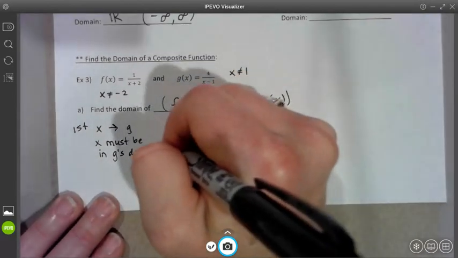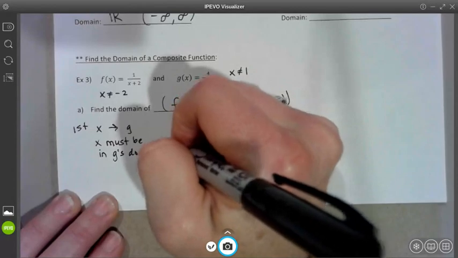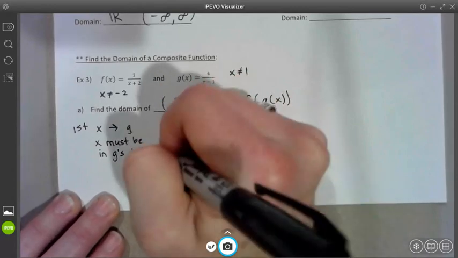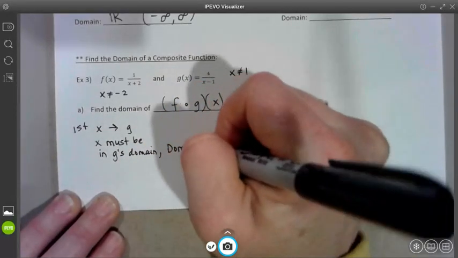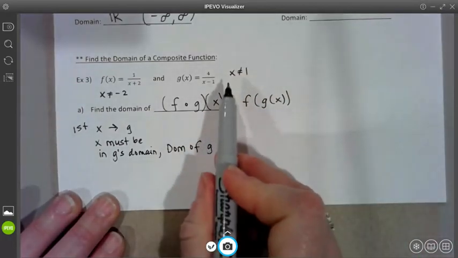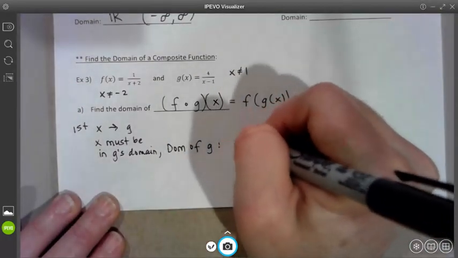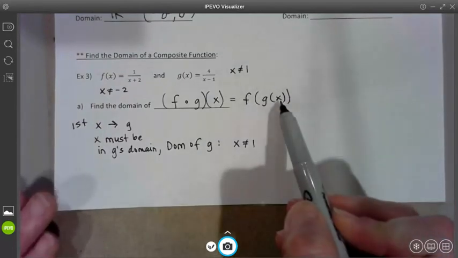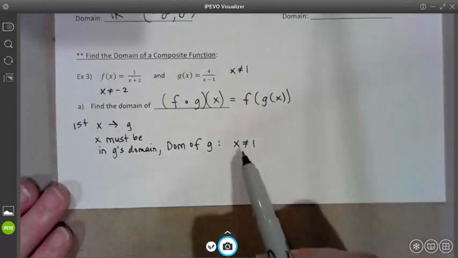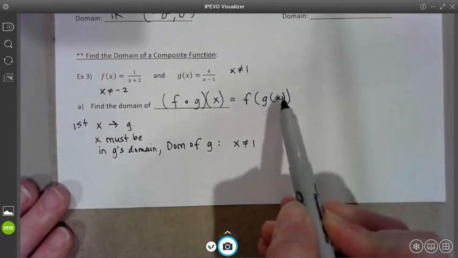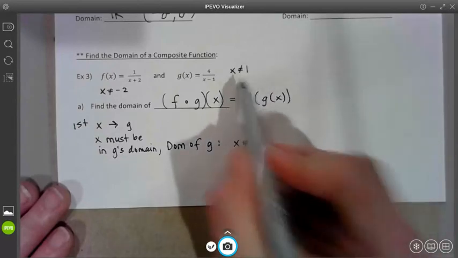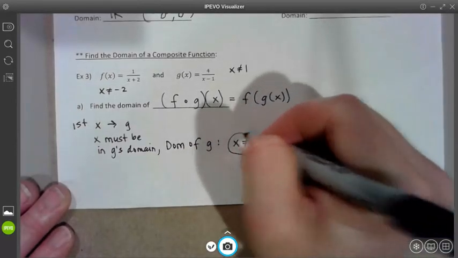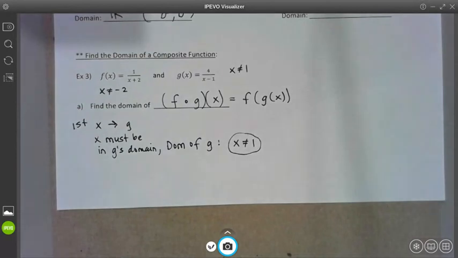So right now, how do I want to write this? Let's say, domain of g. The domain of g, we've already said, is that x can't be 1. So that domain has to carry through the entire time because that's where this entire composition function starts. It starts with x going into function g. So x would never be allowed to be 1 because it's going to start by going into function g, and we don't want x to be 1. All right, so we're going to hold on to that. That is definitely part of the resulting composition function's domain, the fact that x can't be 1.